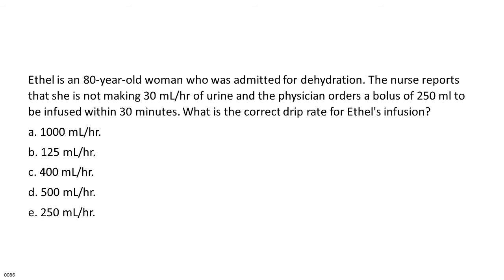A. 1000 milliliters per hour. B. 125 milliliters per hour. C. 400 milliliters per hour. D. 500 milliliters per hour. E. 250 milliliters per hour.